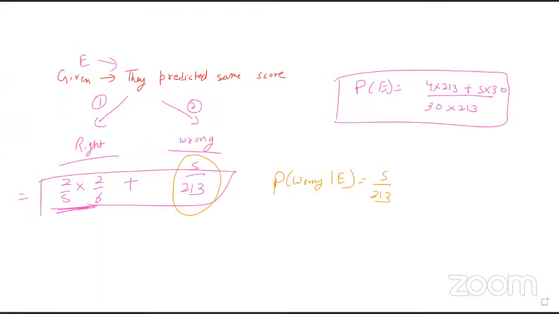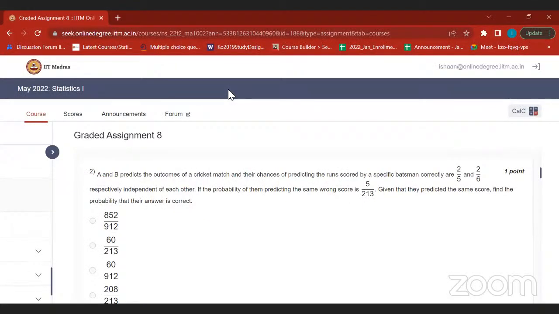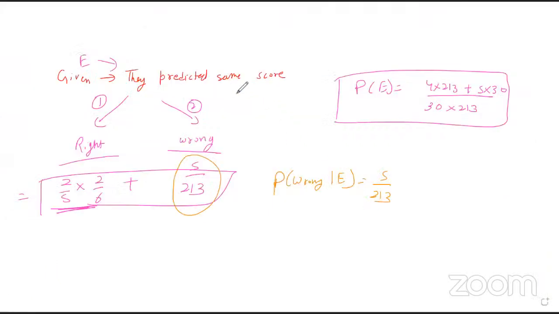No, sir, I considered E to be the event of predicting the same score. Predicting the same wrong score, I am considering it to be that event. I am considering two events. One is they predicted the same score, and the other one is they predicted the wrong score. So I am merging it like that. This is how the solution has interpreted it. But I interpreted 5 by 213 as the probability of both of them getting the same score and being wrong.